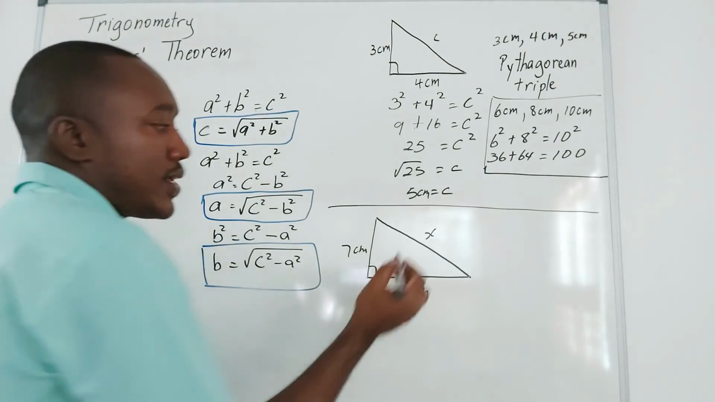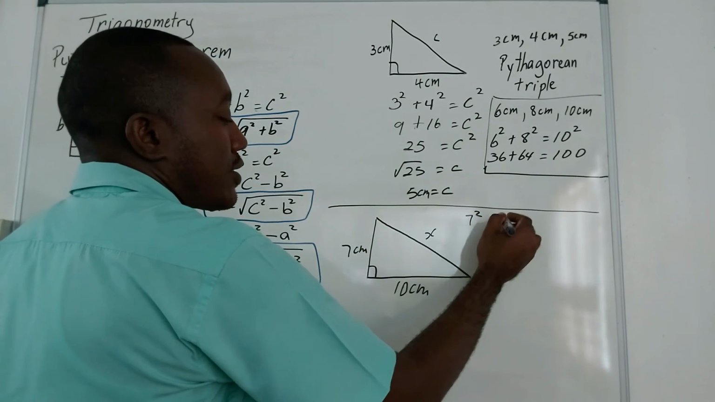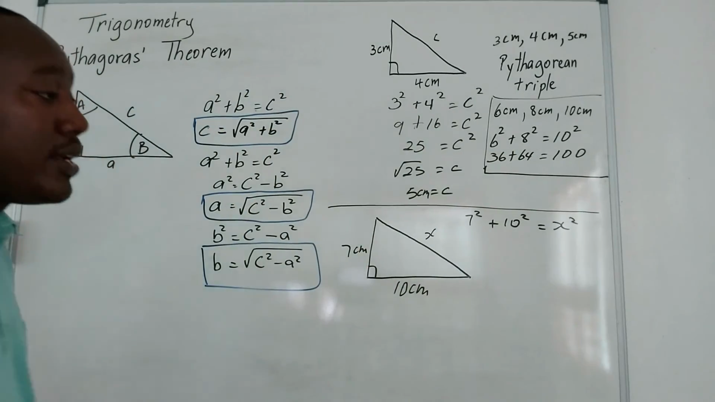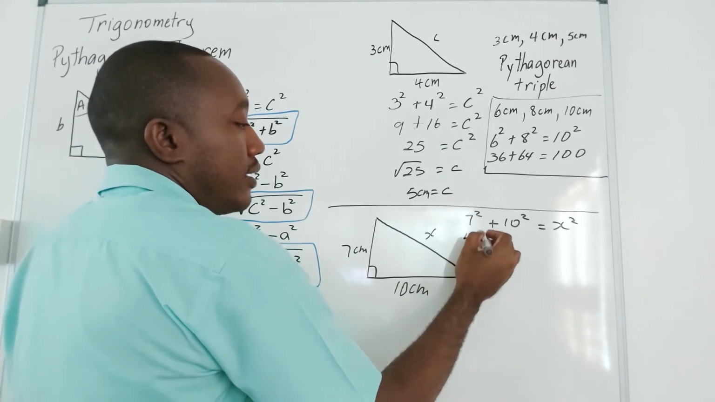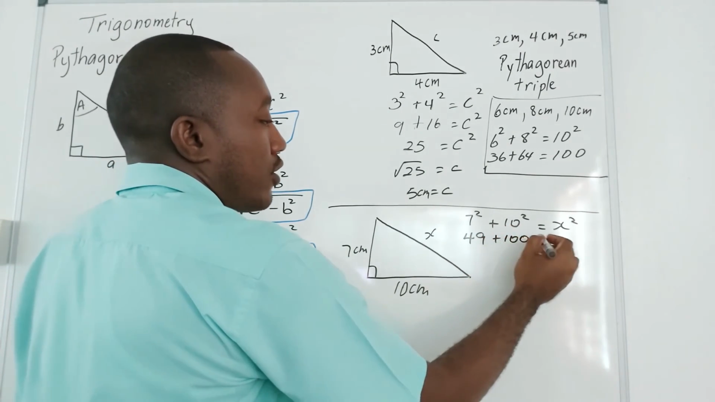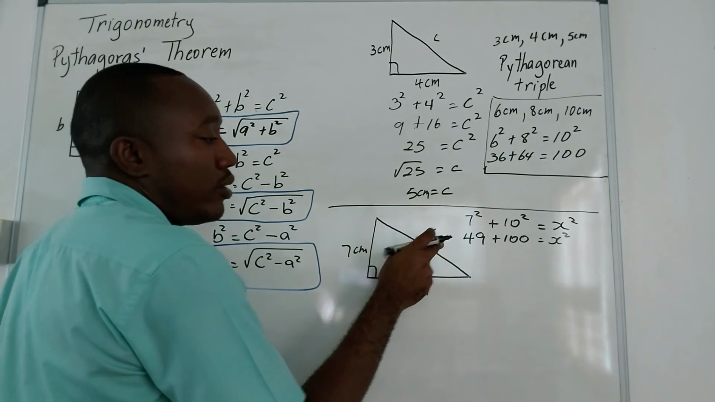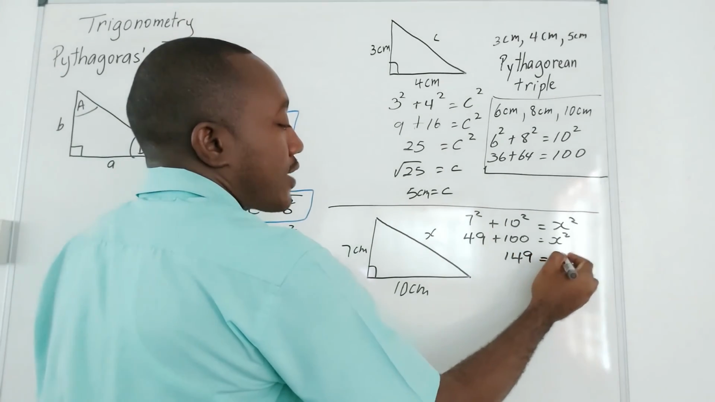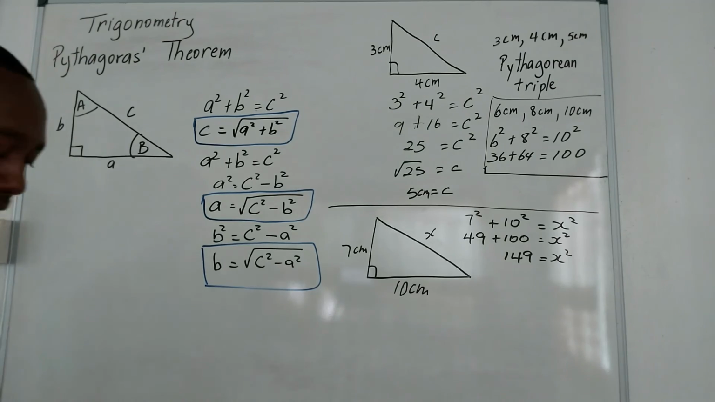So remember, we said that using Pythagoras' theorem, 7 squared plus 10 squared is equal to x squared. 7 squared will give us 49. 10 squared will give us 100 and will be equal to x squared. That's the length of the hypotenuse. So 149 is equal to x squared. So now all we must do is find the square root of 149 to get our answer.